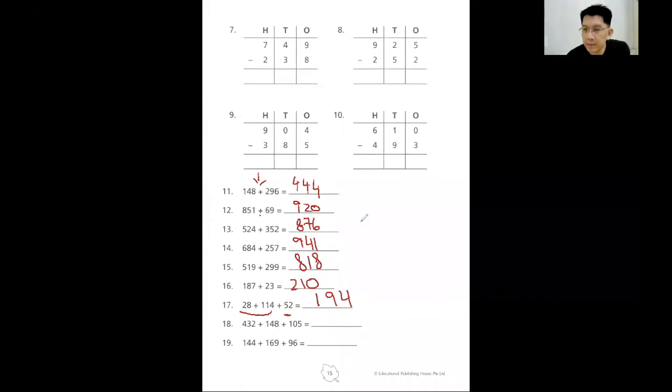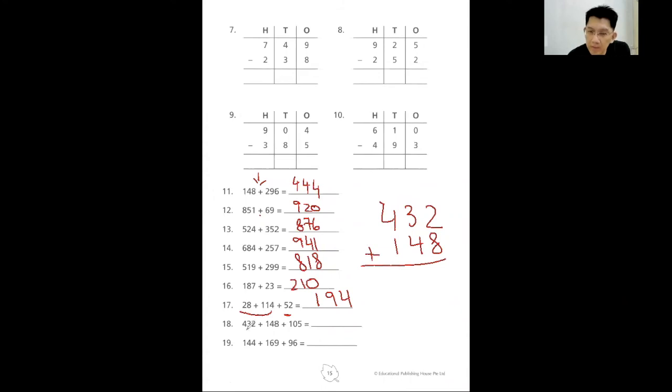Okay, number 18. So I'm going to write down 432, 148. Draw a line. Remember, we are doing these 2 numbers first. That's why I put them here like that. All right. 2 plus 8 is 10. The back digit goes here. The front digit goes to the top.